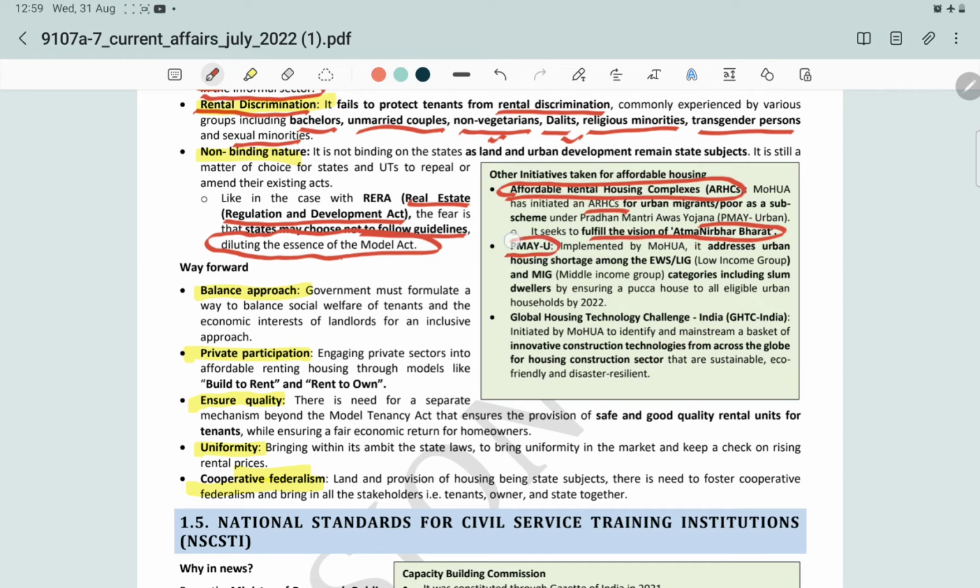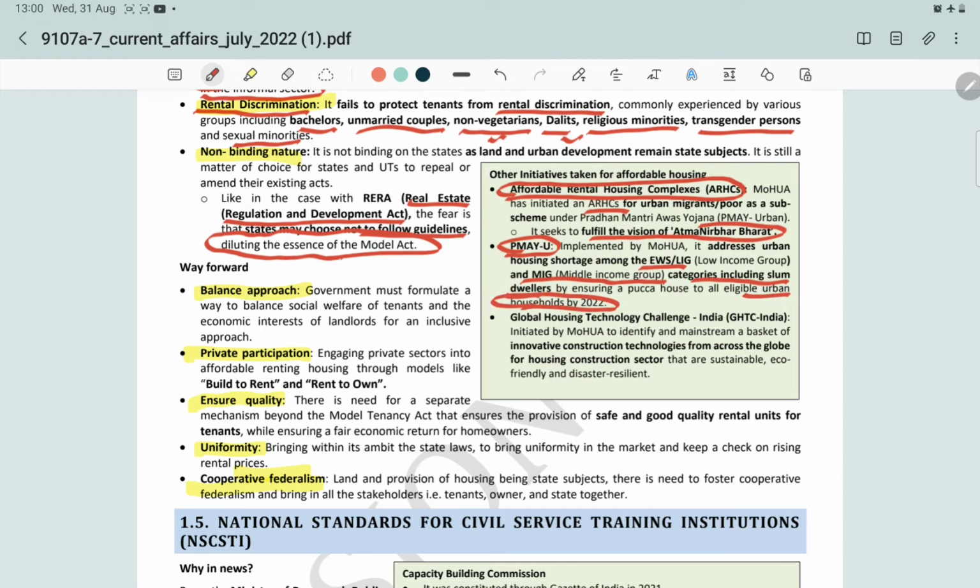And what is Pradhan Mantri Awas Yojana Urban? It is implemented by the Ministry of Housing and Urban Affairs. It addresses the urban housing shortage among the economically weaker section, low income group and middle income group categories, including slum dwellers, by ensuring a pakka house to all eligible urban households by 2022.